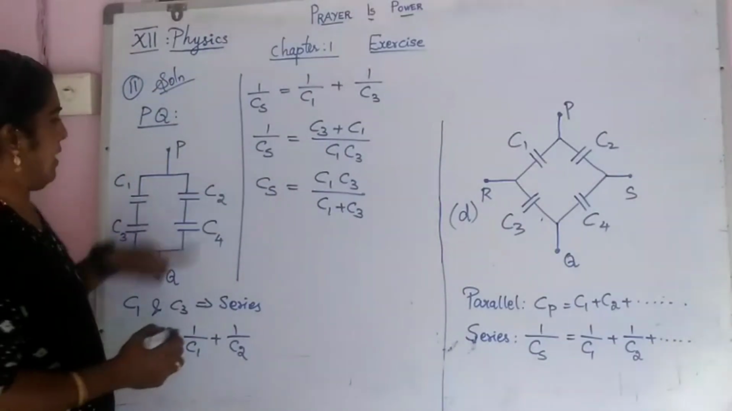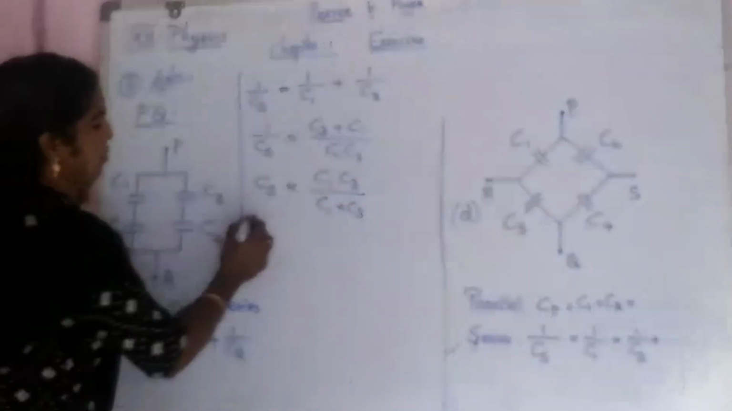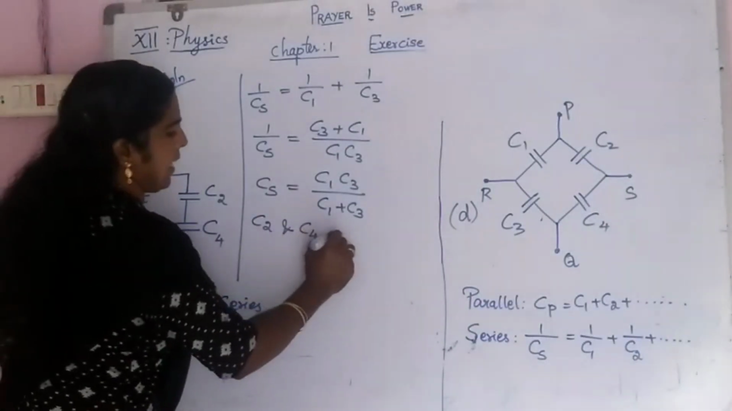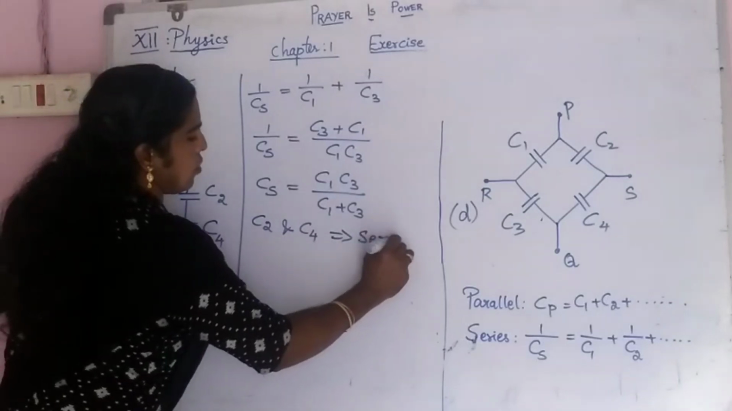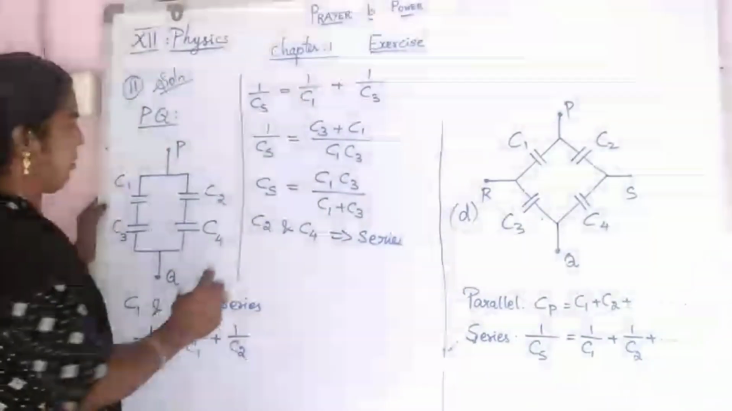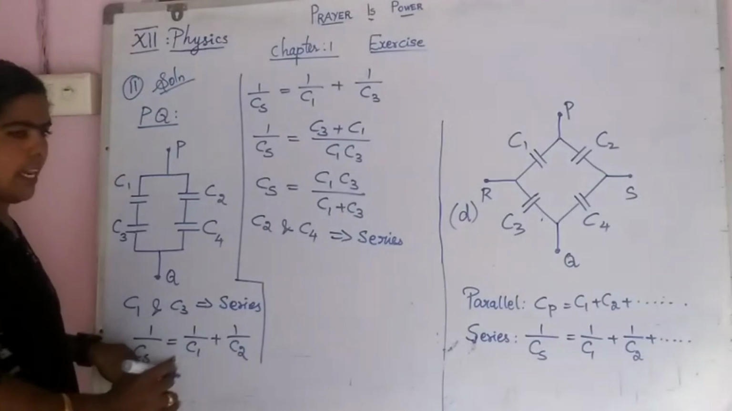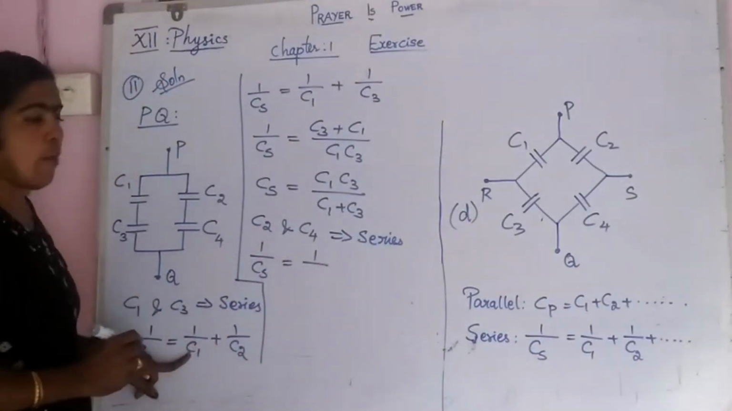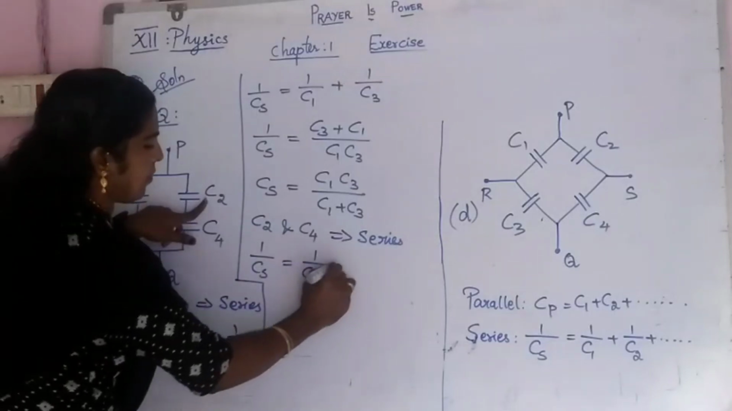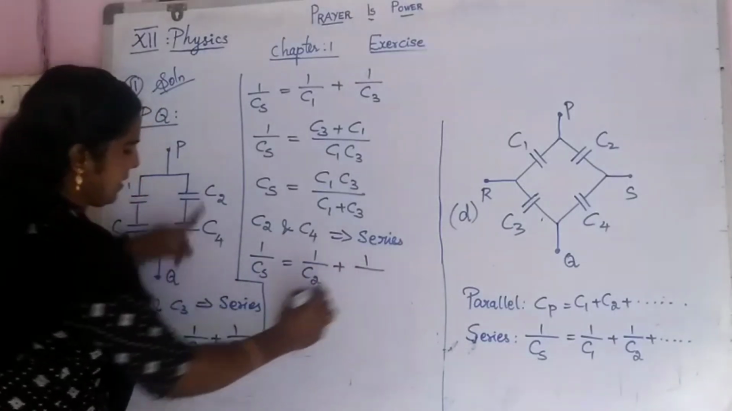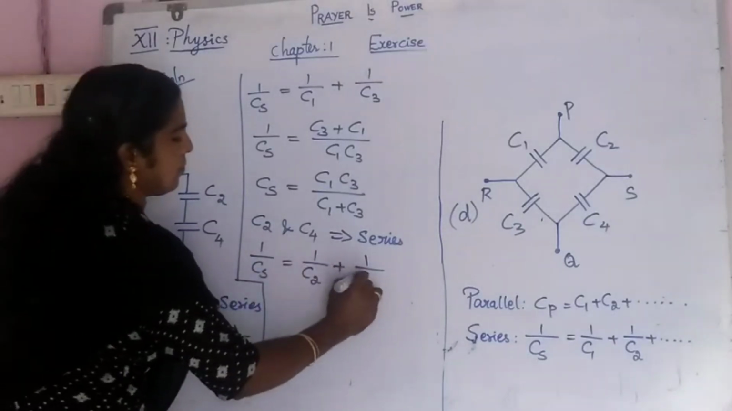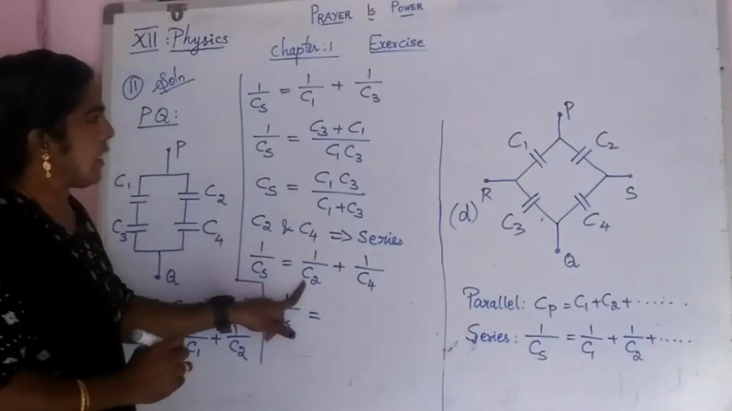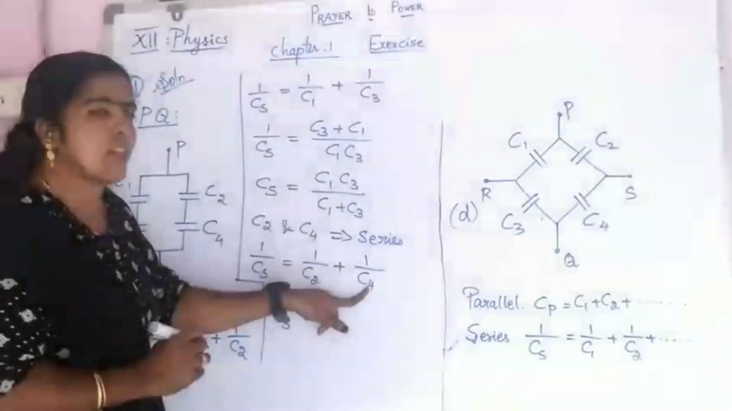So C1, C3 completed. We got the answer. Next we are using C2 and C4. C2 and C4 are in series, so again we use the series formula: 1 by Cs is equal to 1 by C1 plus 1 by C2, where the values are C2 and C4. The denominators are different, so cross multiply.